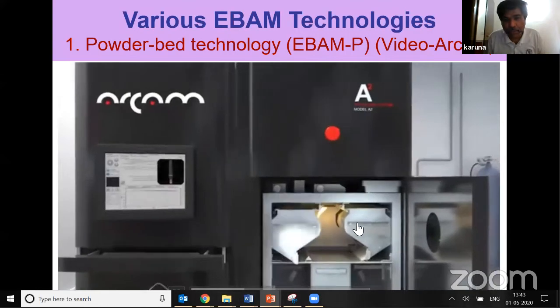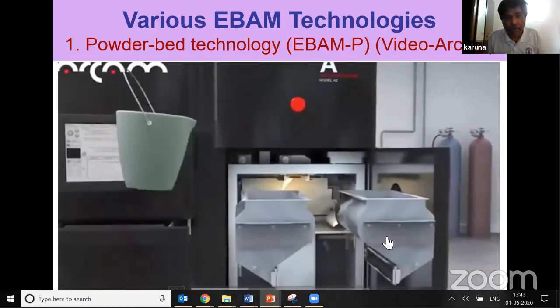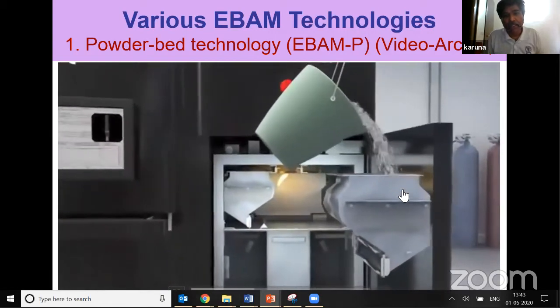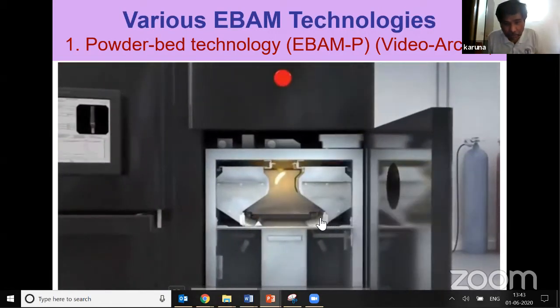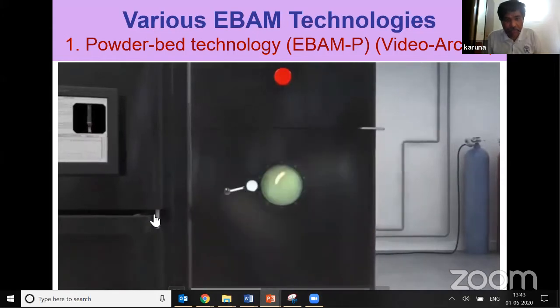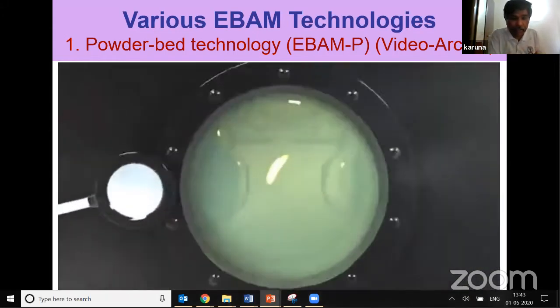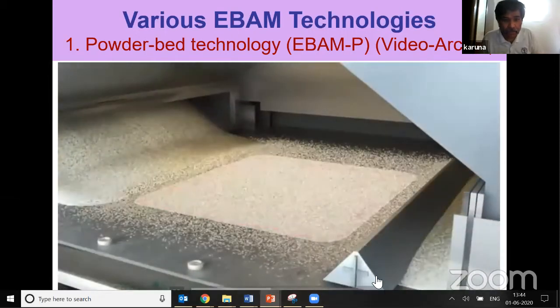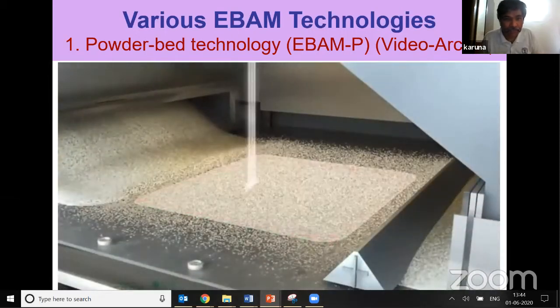So you see the two drums which contain the powder. Before starting the machine, you fill both the containers with powder, and at the bottom, it will leak. So it will go from one end to the other, and come back. So you see, this is the powder. There's a blade which spreads it.